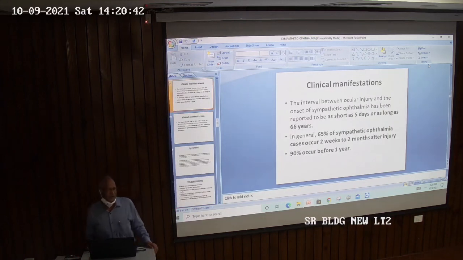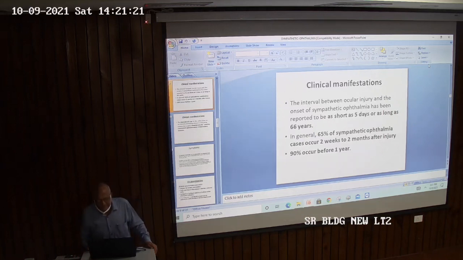This is important for clinical manifestations, how we diagnose it. The interval between the ocular injury and the onset of sympathetic ophthalmia has been reported to be as short as 5 days. So once the injury occurs in one eye, within 5 days the other eye can be involved, very rarely. It has also been reported as long as 60 years. So there is no definite incubation period after the injury. It can occur after days, months, or years.